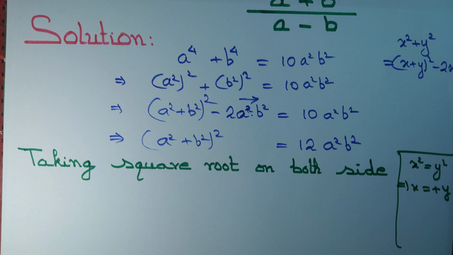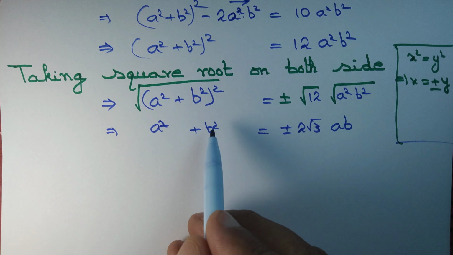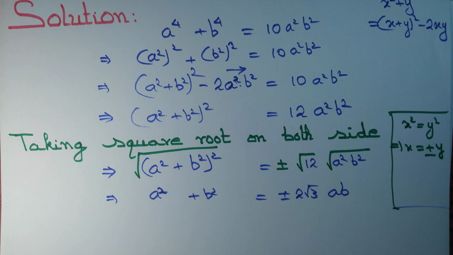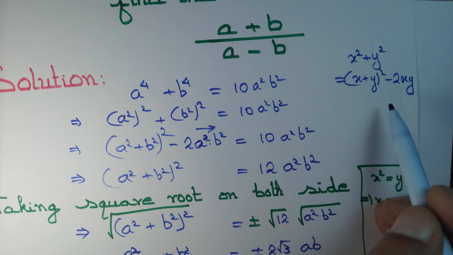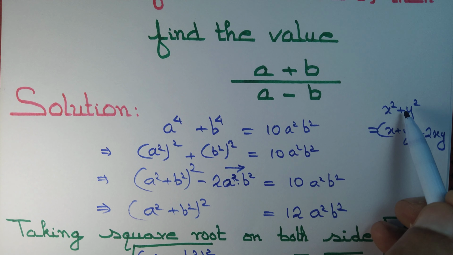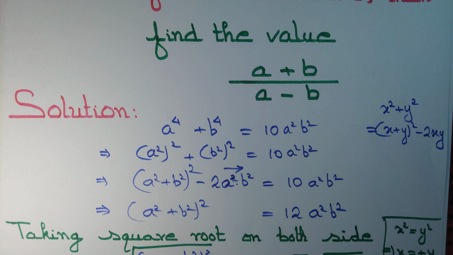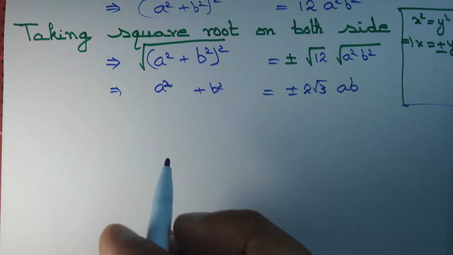We want to determine the value of (a plus b) by (a minus b). But we got the value, rather the expression, for a square plus b square. Now do we have an expression for a square plus b square in terms of a plus b? Yes. x square plus y square equal to (x plus y) whole thing square minus 2xy. Let's apply it once again.